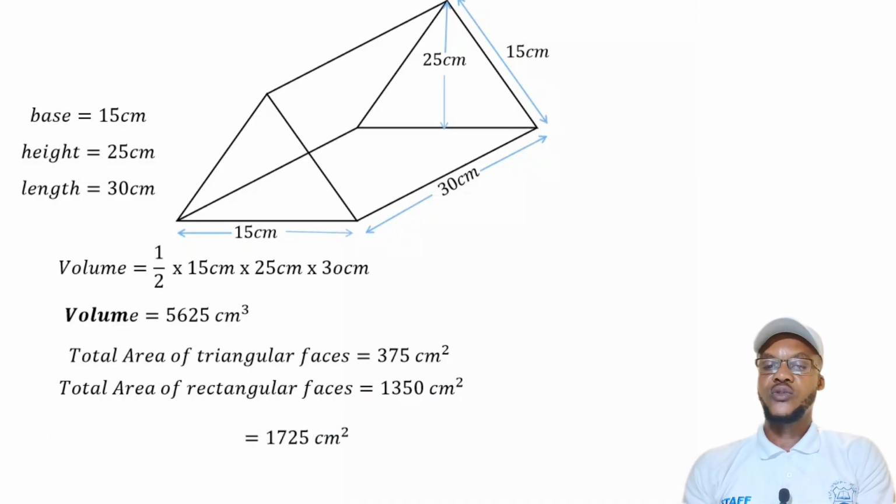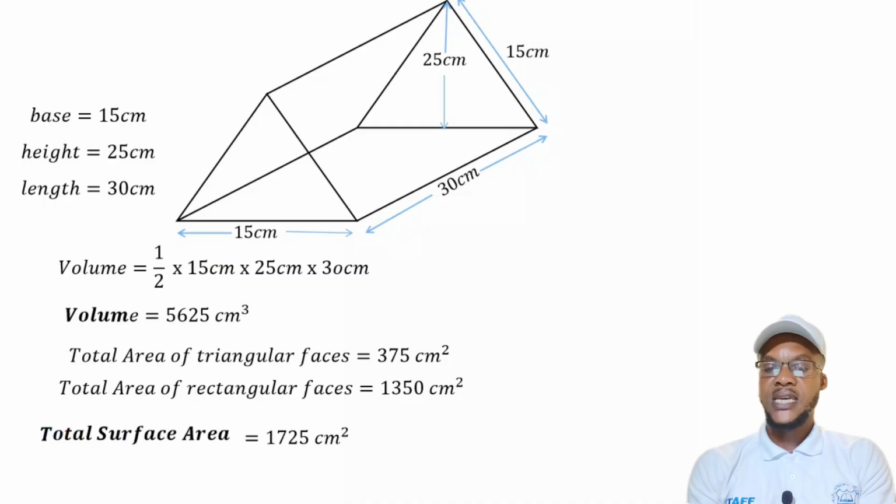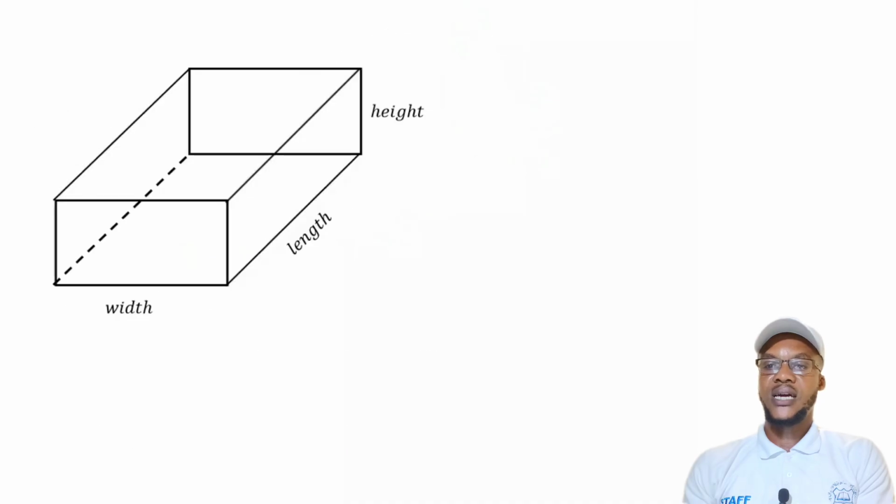1,725 centimeter square. Yes, because it is area, we are finding total surface area, so it should be in squared units. All right, that is very interesting. Now let's look at the case where you are given a rectangular prism. Let's look at how we are going to handle that one as well.